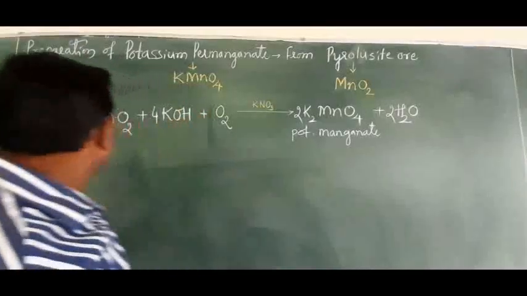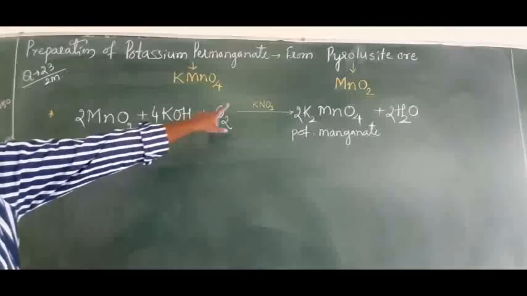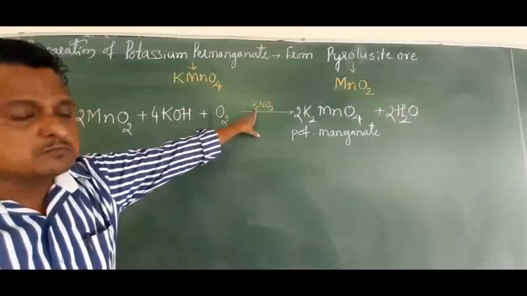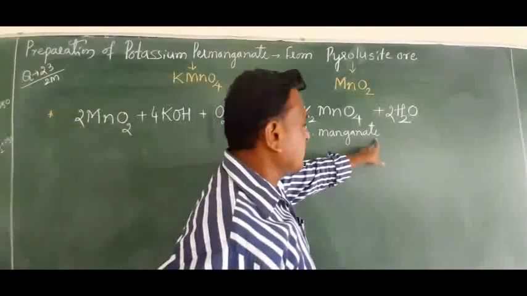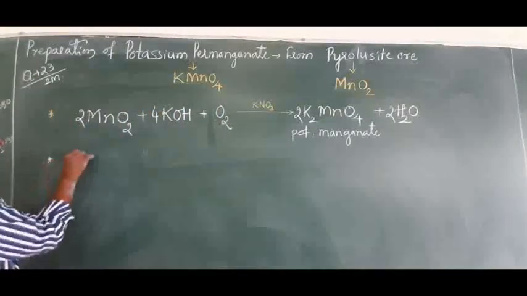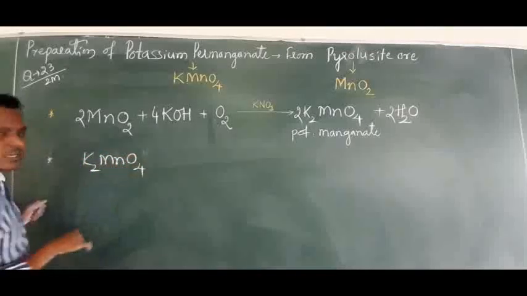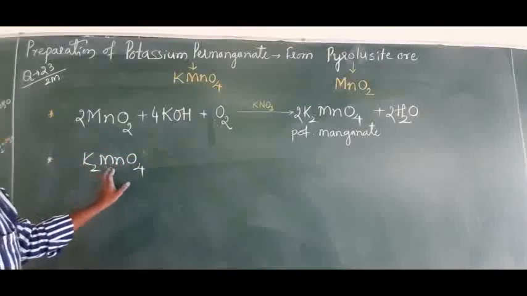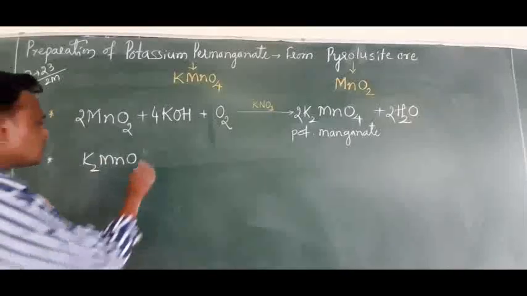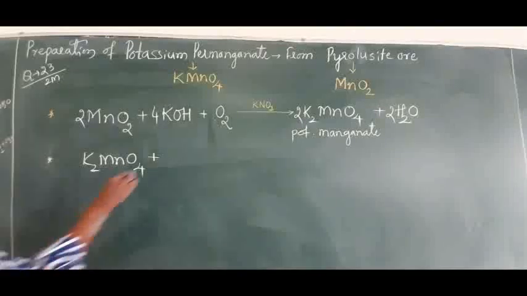I repeat, 2MnO2 reacts with 4KOH in the presence of the oxidizing agent potassium nitrate to form potassium manganate. And in the second step, K2MnO4 undergoes disproportionation, friends. The potassium manganate undergoes disproportionation in the presence of either an acidic medium or a neutral medium.